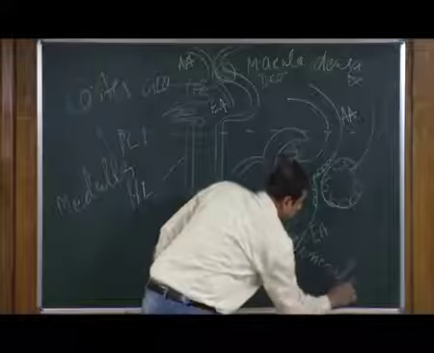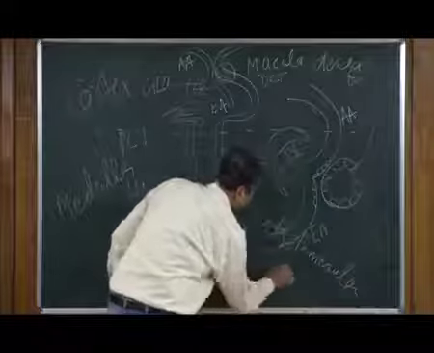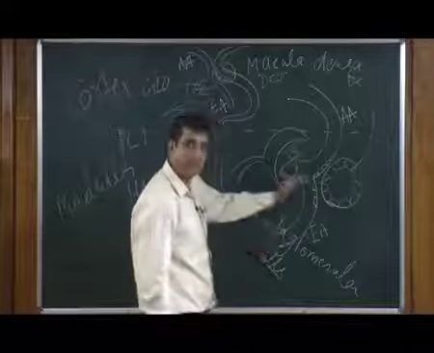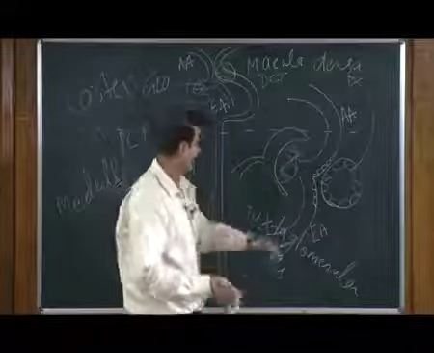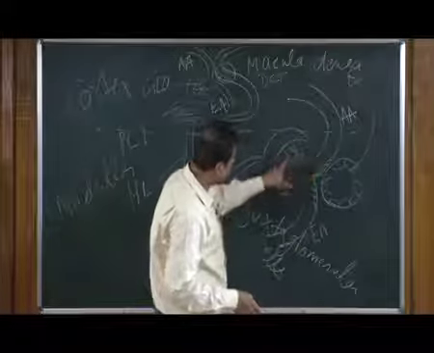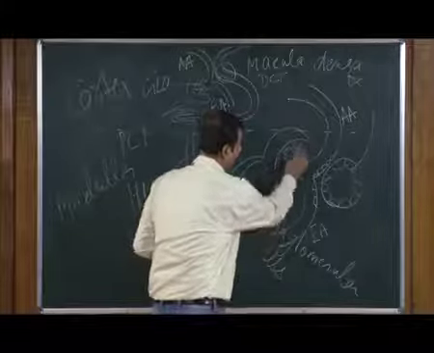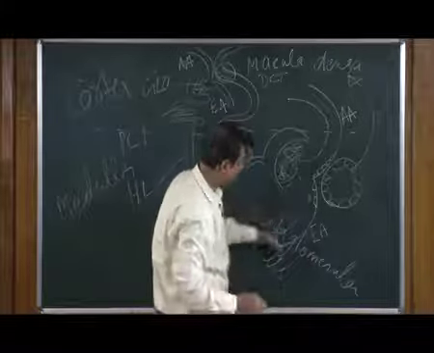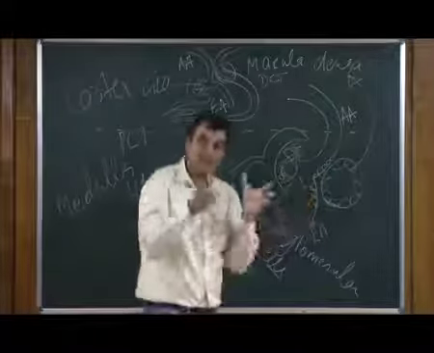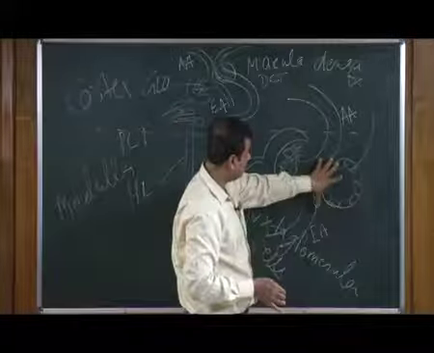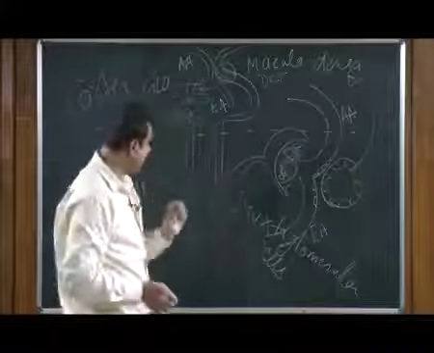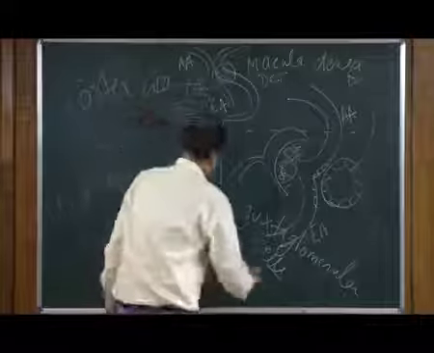Juxtaglomerular cell. Juxtaglomerular cells. Now this juxta means close, just vicinity. So closeness with the glomerulus. So these cells are very close to this glomerulus, this capillary network. That's why these are called juxtaglomerular cells, and this whole area is called juxtaglomerular apparatus. So juxtaglomerular cells are very important because they secrete an enzyme called renin.